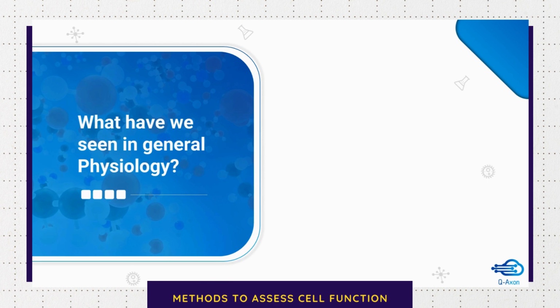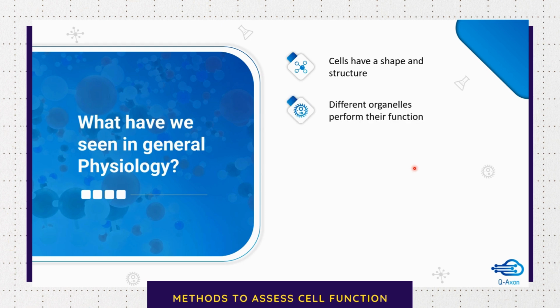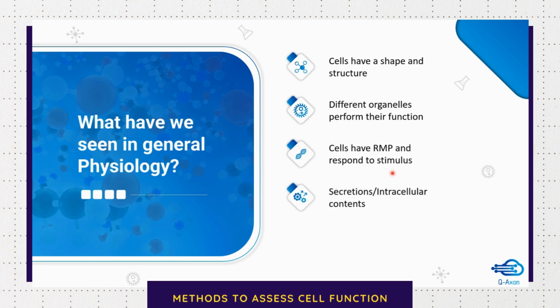So till now in general physiology we have seen that cells have a shape and a structure, and different organelles of cells perform different functions. Cells have a resting membrane potential and they respond to a stimulus by generating an action potential or by causing contraction. Cells also secrete, they have some intracellular contents, and they express proteins on their membrane and intracellularly, and some of these proteins are secreted as well.